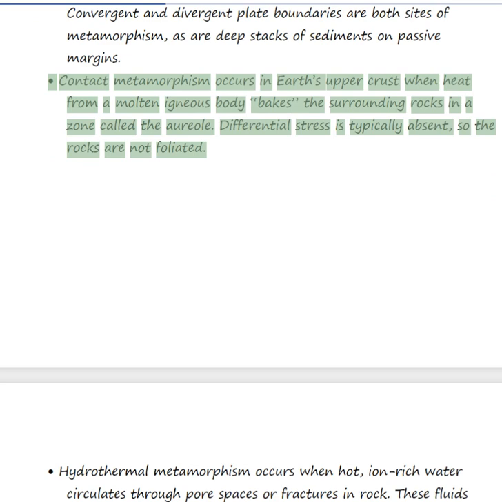Contact metamorphism occurs in Earth's upper crust when heat from a molten igneous body bakes the surrounding rocks in a zone called the aureole. Differential stress is typically absent, so the rocks are not foliated.